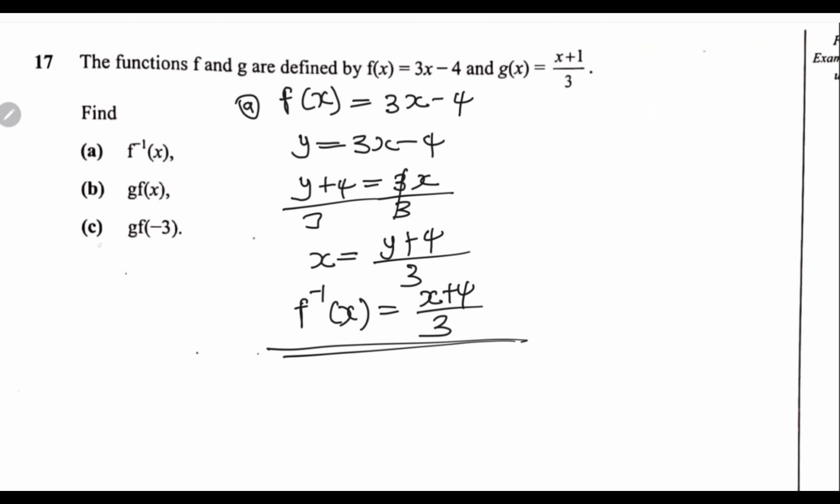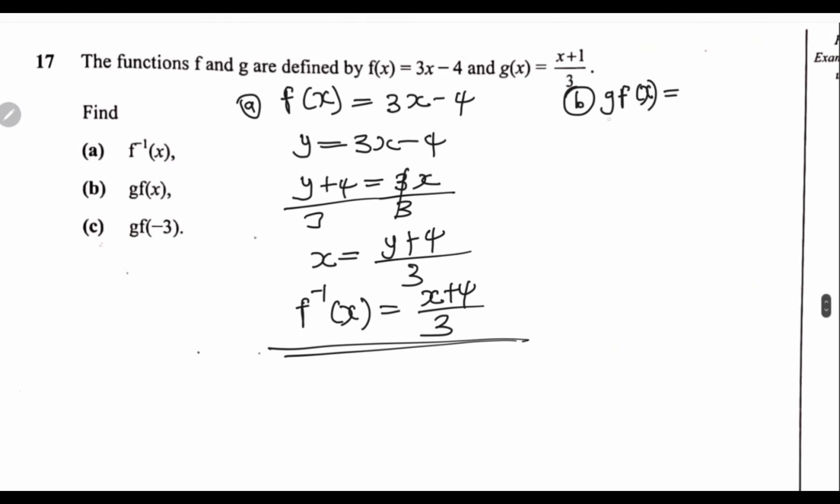Okay. So part B is asking us to find gf of x. So what I will do, I'll write the first function. So the first function is g, which is x plus 1 over 3. So what this simply means is in the g function, substitute the f of x function. Then you would have found the gf of x.